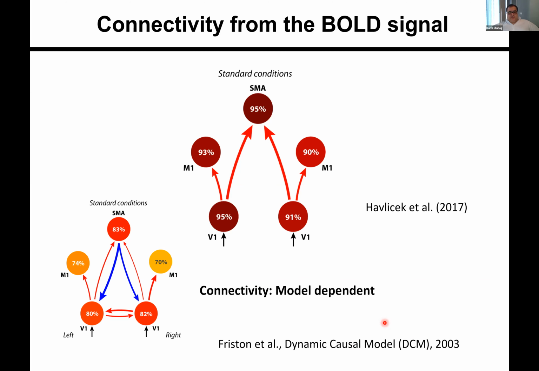But this is important to keep in mind because fMRI is an indirect reflection of neuroactivity. When we calculate neuroactivity from fMRI, we have a model dependency, so different models will give different results. That's sort of bad news, but if this is the reality, then we have to deal with that.